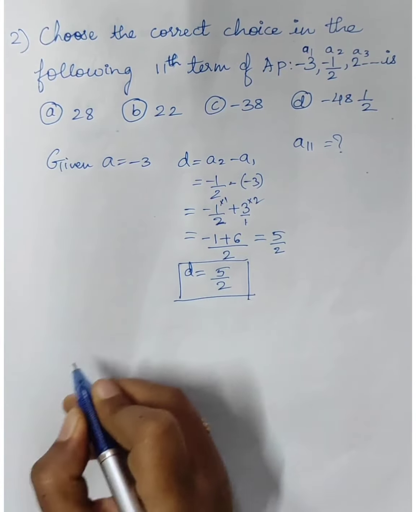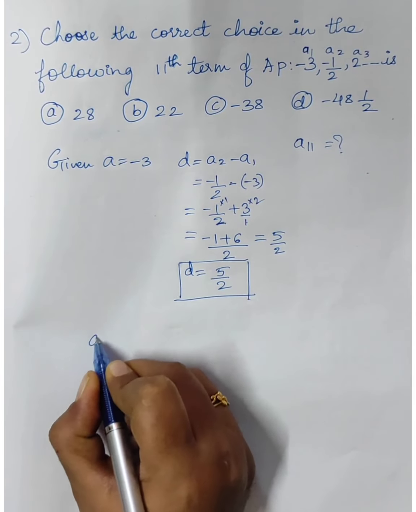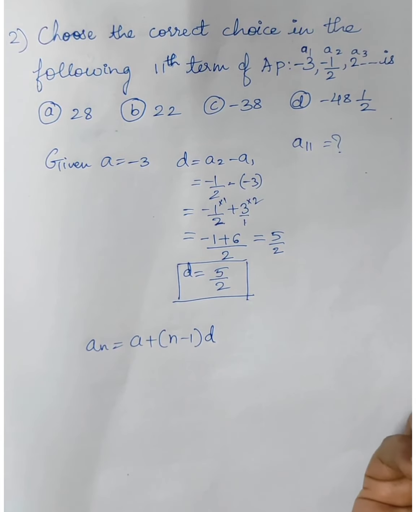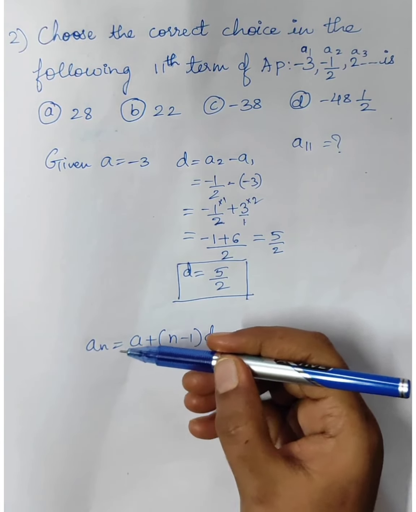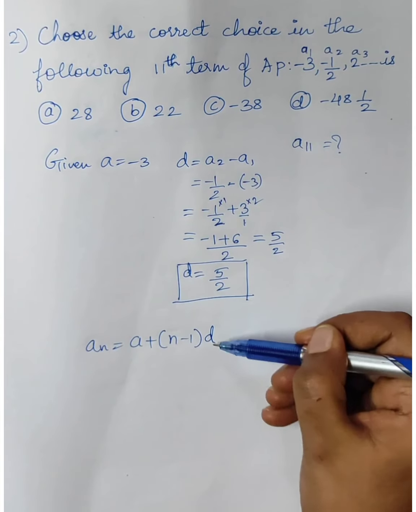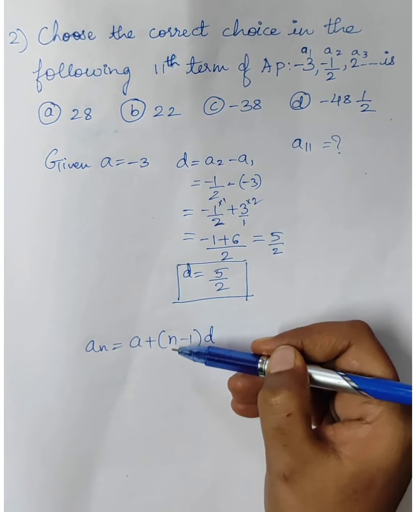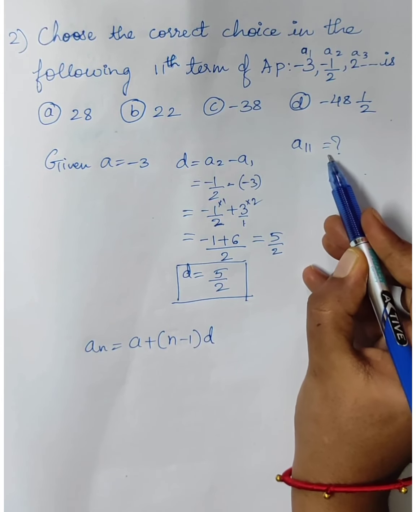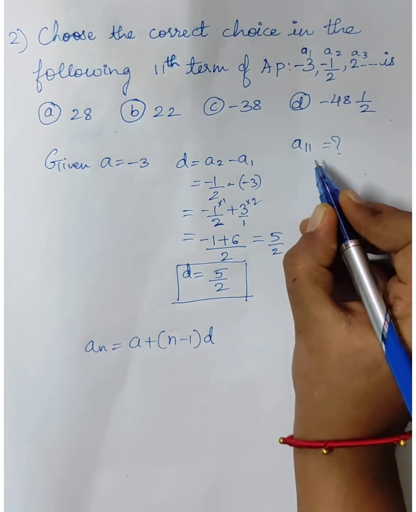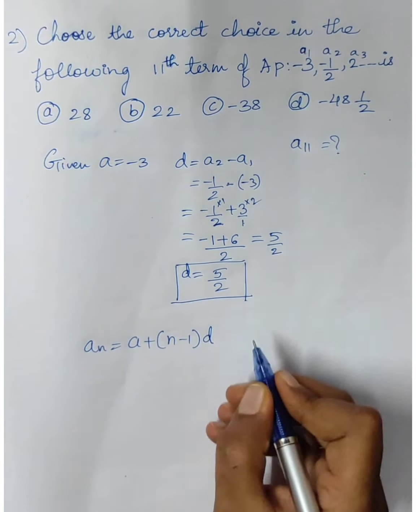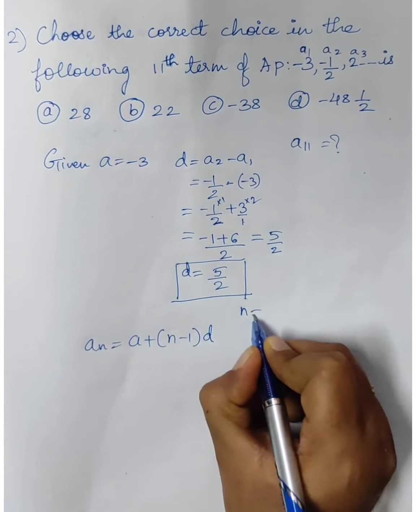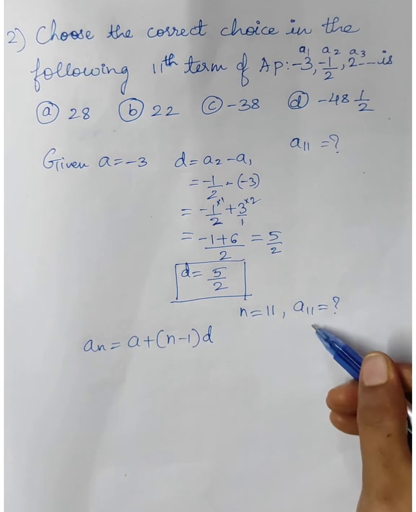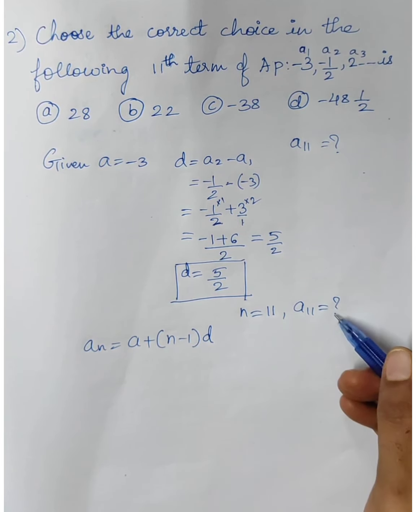Next, what terms do we need? I am going to write the formula. An is equal to A plus n minus 1 into D. Now what all things are given? The first term is given, the common difference we found. Then what will be n? We need to find the 11th term, that is A11. So here 11 is n, so n is equal to 11.